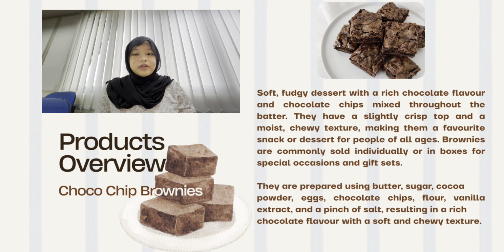The next product is chocolate chip brownies. Chocolate chip brownies are a soft, fudgy dessert with a rich chocolate flavor and chocolate chips mixed through the batter. They have a slightly crispy top and a moist, chewy texture, making them a favorite snack or dessert for people our age. Brownies are commonly sold individually or in a box for sharing, or as a gift set. They are prepared using butter, sugar, cocoa powder, eggs, chocolate chips, vanilla essence, and a pinch of salt, resulting in a rich chocolate flavor with a soft and chewy texture.